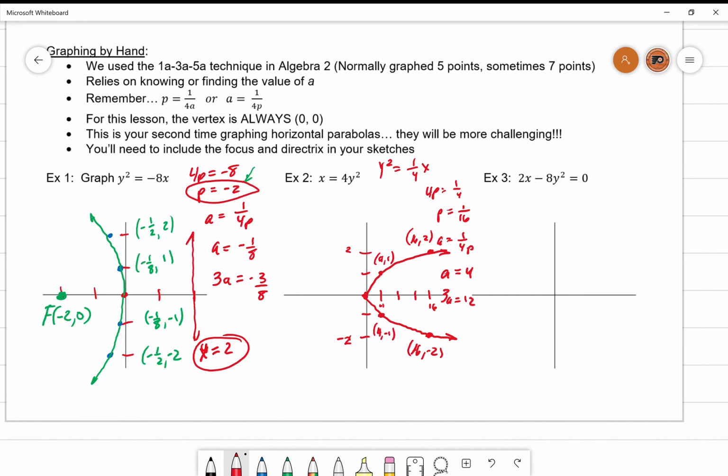Now my vertex is 0, 0, so my focus is really close, 1/16 of a unit, and my directrix is 1/16 of a unit behind it. I'm just going to write the equation for each. There's x equals negative 1/16, and my focus is at 1/16, 0.